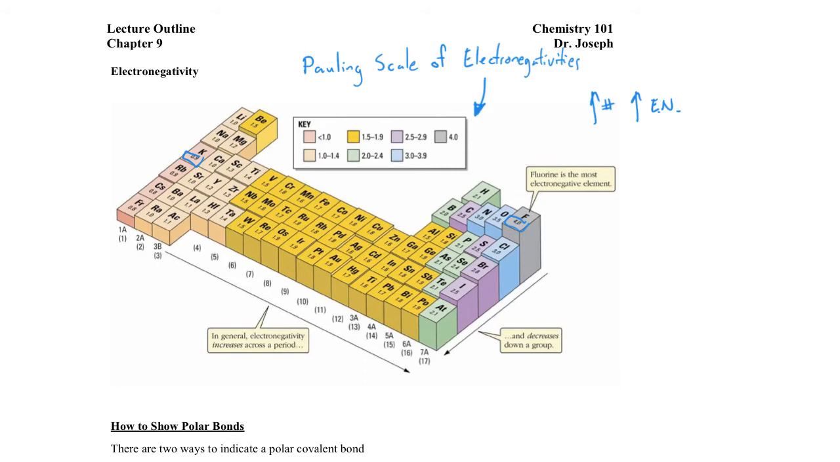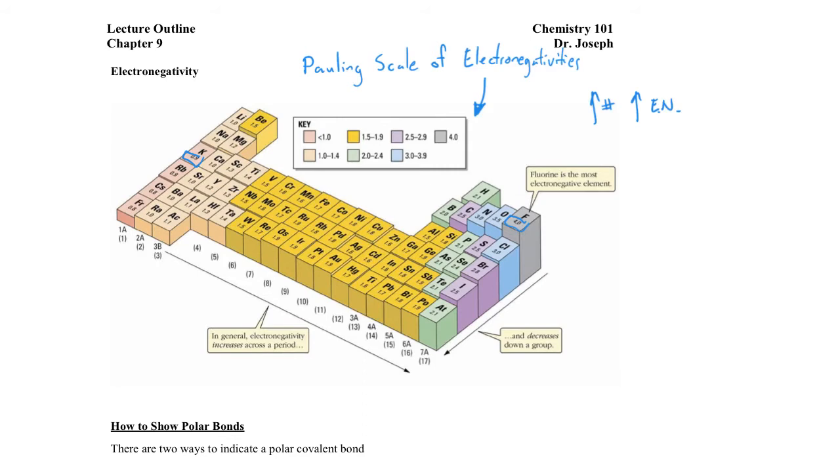Okay, so if we have two atoms of the same electronegativity bonded to each other, we would say that's a nonpolar bond. But if they're different from one another, then that's a polar bond. And some bonds are more polar than others, of course. So that's the Pauling scale of electronegativity.